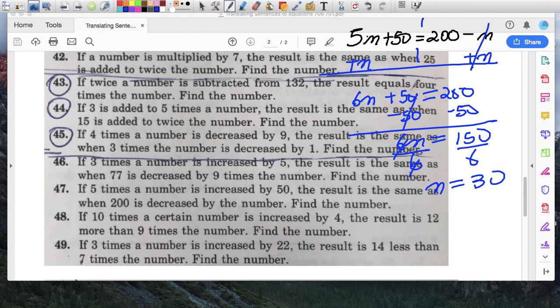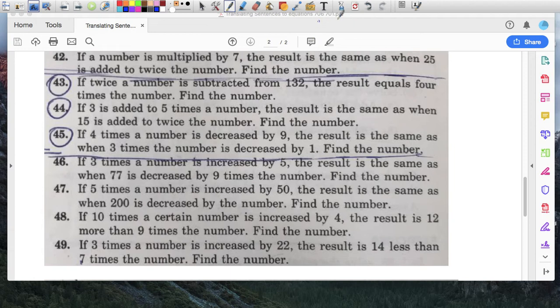Number 47, so number 48. If 10 times a certain number, 10n, is increased by 4, the result equals 12 more than 9 times the number. Okay, so by now it should become very repetitive.